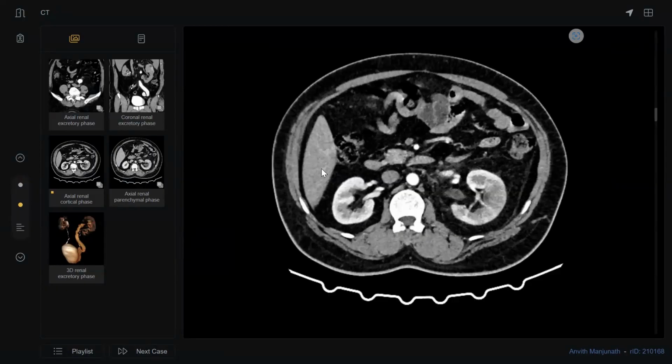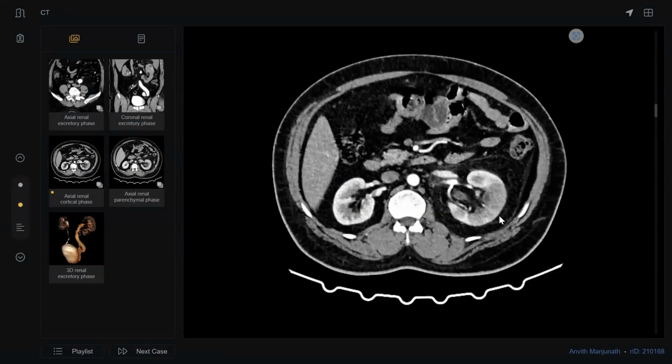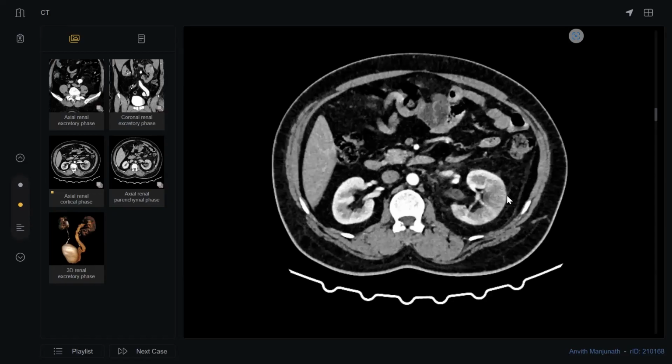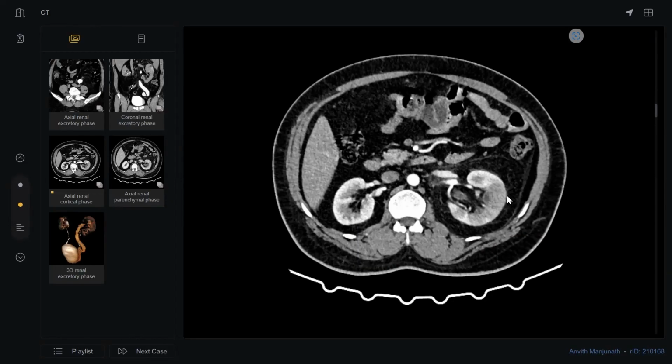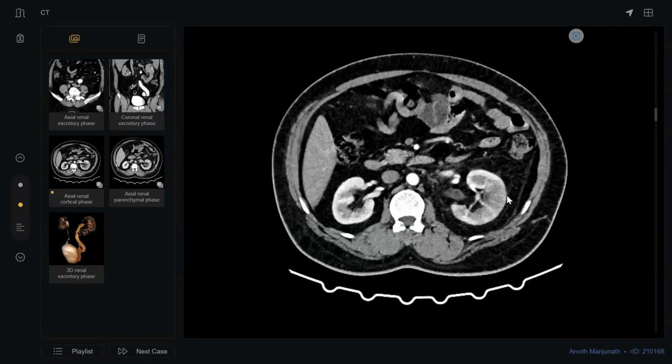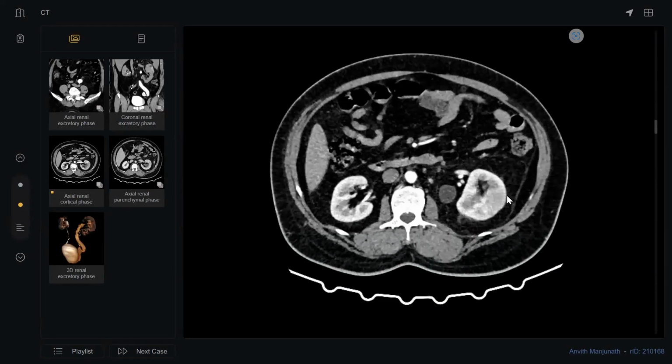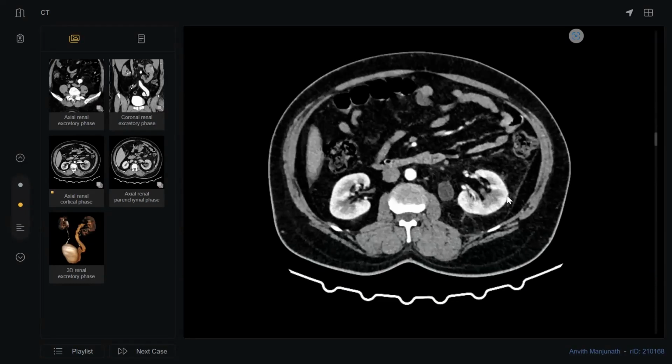Doctor, I wanted to ask you one question: how to differentiate between pyelonephritis and infarction? What is the differentiation point? Sir, in pyelonephritis, the cortical rim sign will not be present. But in infarction, since there is an early arterial supply arising from the renal artery, there might be a thin rim of contrast enhancement along the cortex. Thank you, doctor. You are correct.